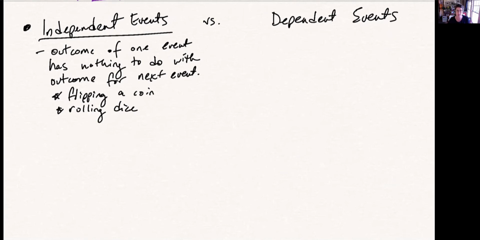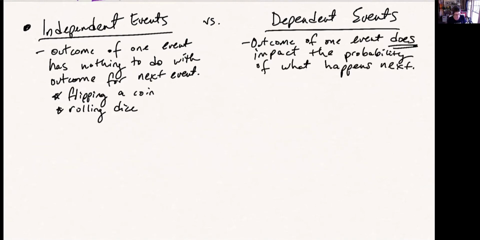If you get heads 6 times in a row, that doesn't change the probability of you getting heads the 7th time. Okay? And dependent events are events that are not independent. So these are events where the outcome of one event does impact the probability of whatever happens next.